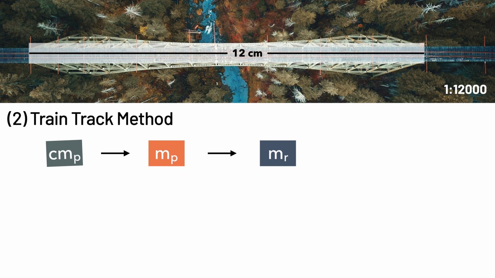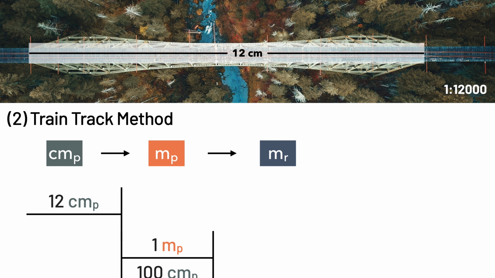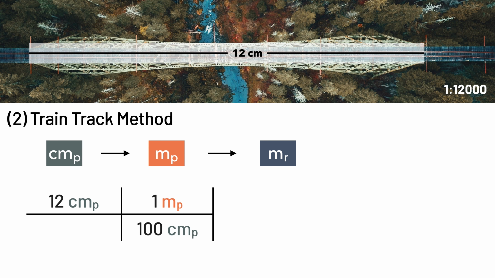We're going to start with the centimeters in the photo. Our first conversion factor is between meters in the photo and centimeters in the photo. We add the same conversion factor we used in the previous path as a track this time. The next track is the conversion factor from meters in the photo to meters in reality.